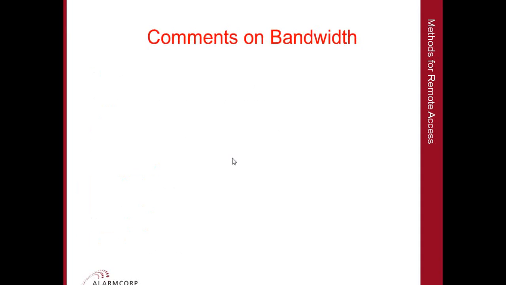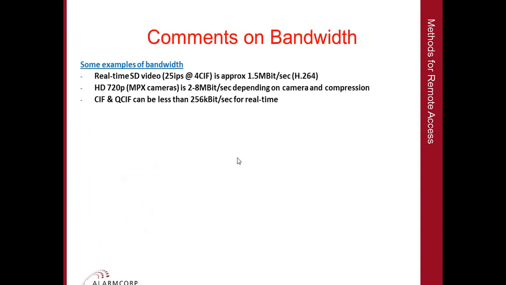Okay, some comments on bandwidth. If we're talking about real-time standard definition video, in other words 25 images at 4 CIF, in today's H.264 compression that's about 1.5 megabits per second. If we talk about high definition 720p megapixel cameras, this can be 2 to 8 megabits per second or even higher depending on camera and compression. If we talk about CIF and QCIF, this can be less than 256 kilobits per second for real time. So we have some examples here of real-time bandwidth that's needed.